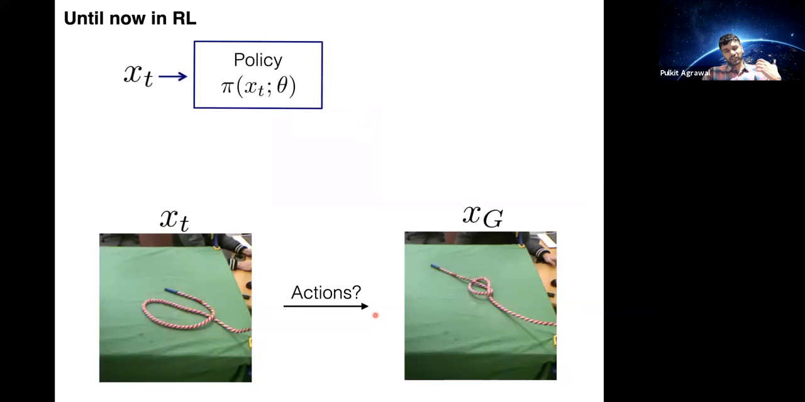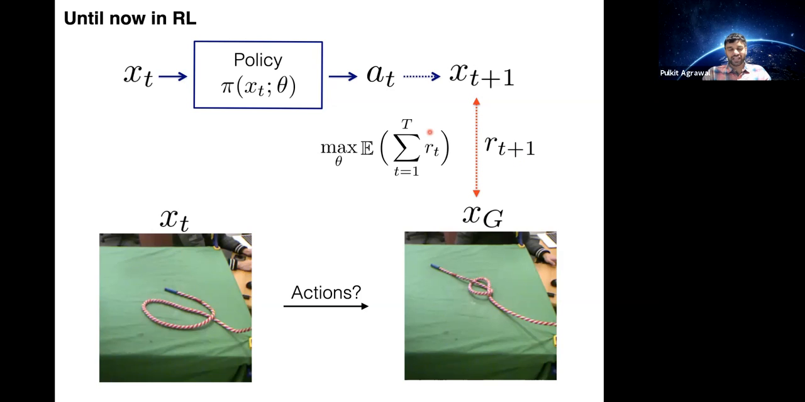As we have looked at in this course, reinforcement learning tries to learn a policy which maps my states to actions. When I take an action, we end up in the next state. If the next state ends up being close to the goal state, we typically give a reward, and the whole game is to maximize the sum of rewards which the agent is collecting.